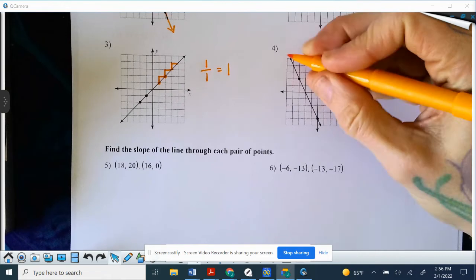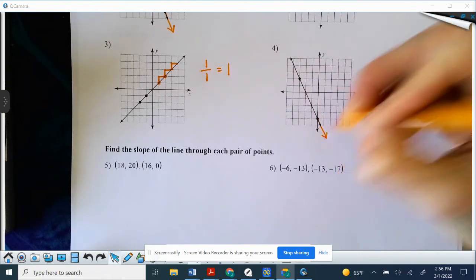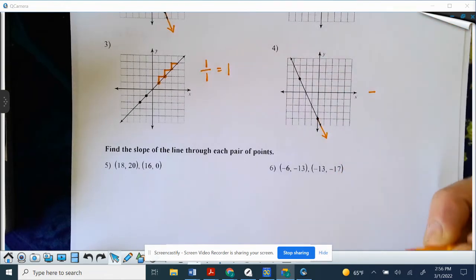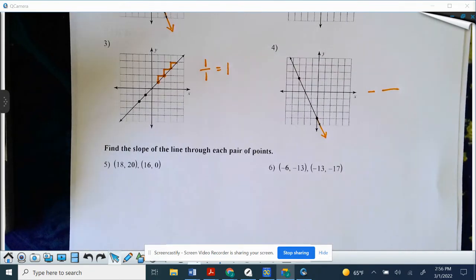So 4, again, this is a negative line. So I know I'm going to have a negative slope, and I know it's going to be a fraction, so I can write that much. And I challenge you, if that's all you get down, that's still better than nothing, because you're working in the right direction. So just don't leave them blank. Leaving them blank is the worst thing you can possibly do because you're not moving forward.